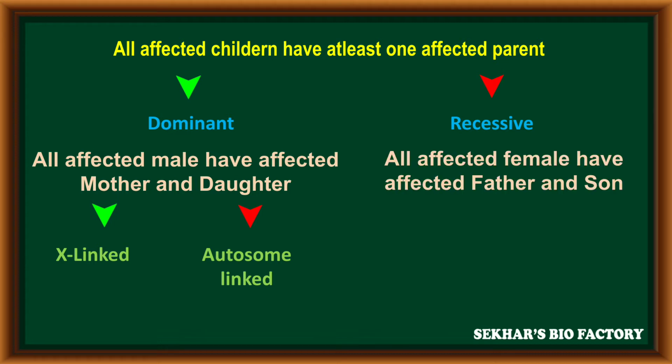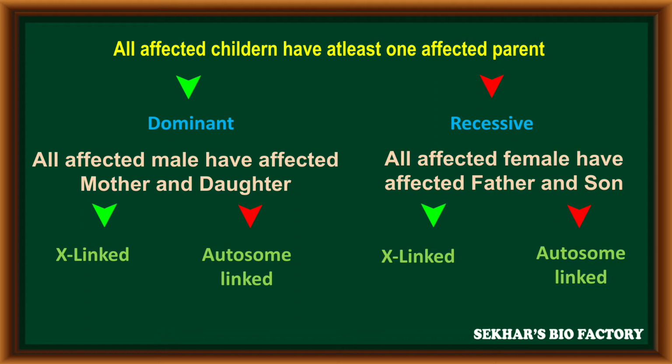In a similar way, if there is an affected female in that pedigree chart, consider the affected female. If this affected female has an affected father and affected son, if the female has both an affected father and affected son, that indicates it is X-linked recessive. And if the female does not have an affected father and affected son, that indicates it is autosome-linked recessive.